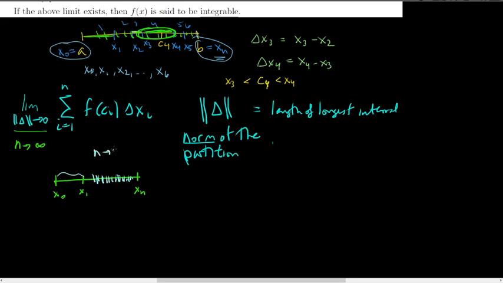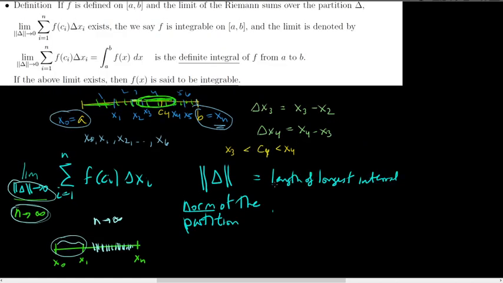So your n could go to infinity, and yet you still have this interval. That's the longest interval. That's still finite. That might not go to 0. Okay, so these are not technically the same thing, but for our purposes, we're not going to worry about it. Last time we just set n going to infinity, and because all the intervals were the same, that ensured that the norm of the partition would also go to 0. So there's a slight difference, but it's only because all our intervals don't have to be the same length.